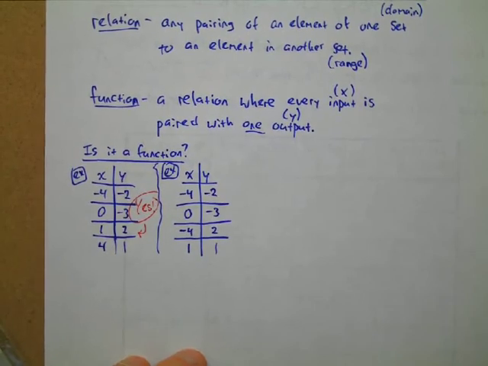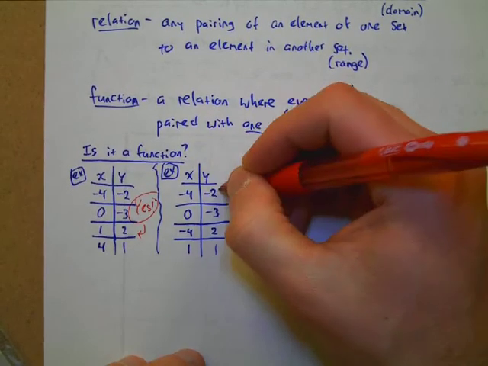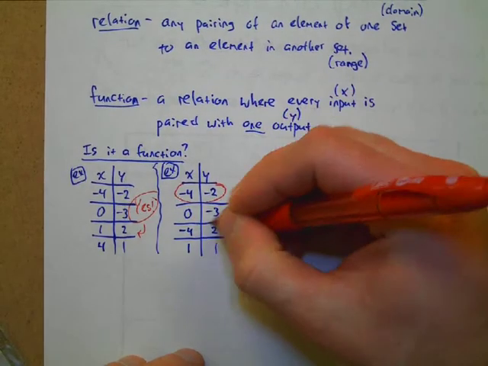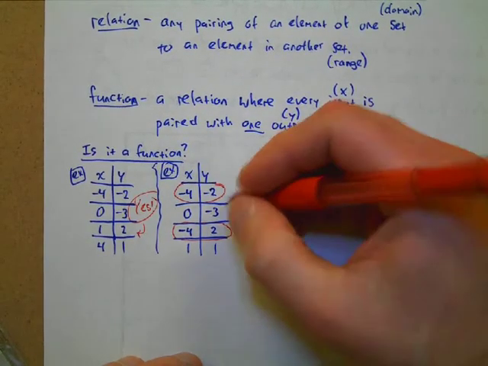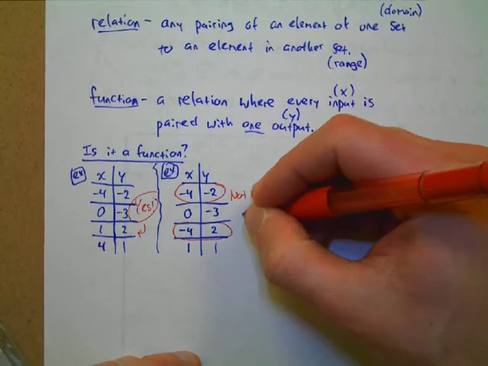Negative 4. Yeah, negative 4, right. Okay, negative 4 is paired with negative 2, but negative 4 is also paired with positive 2. Okay, that's a problem, not a function.